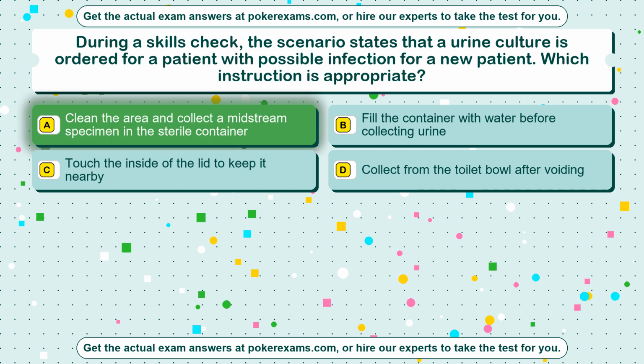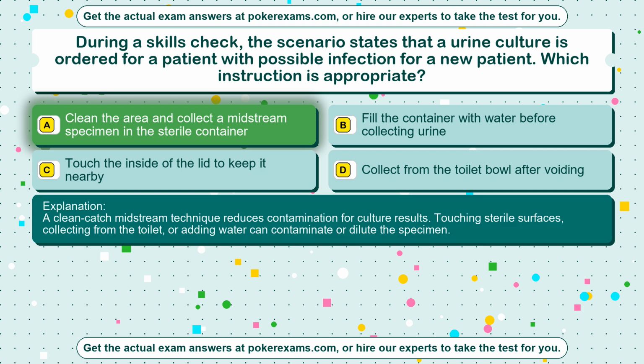The correct answer is option A, clean the area and collect a midstream specimen in the sterile container. A clean catch midstream technique reduces contamination for culture results. Touching sterile surfaces, collecting from the toilet, or adding water can contaminate or dilute the specimen.